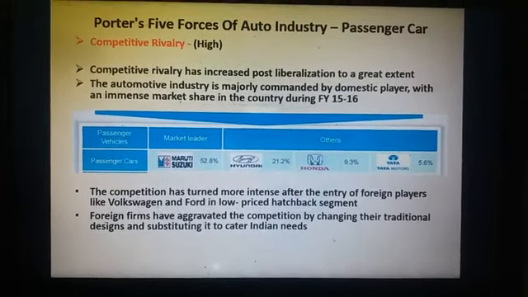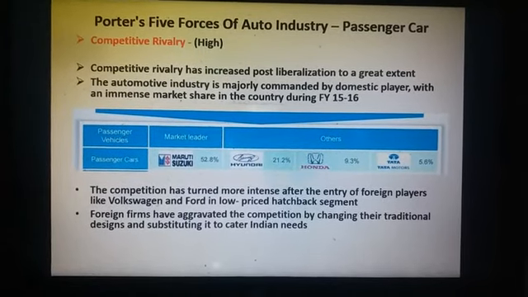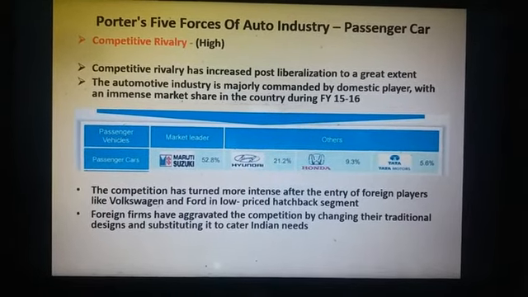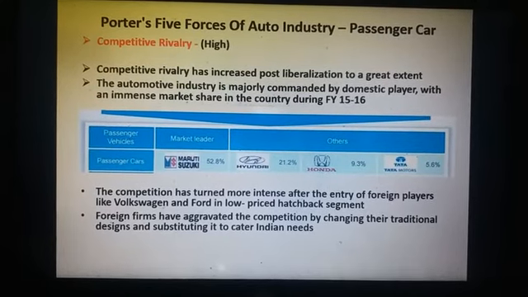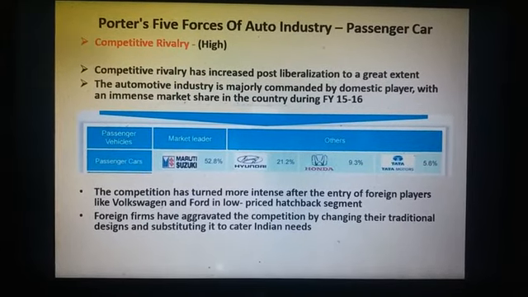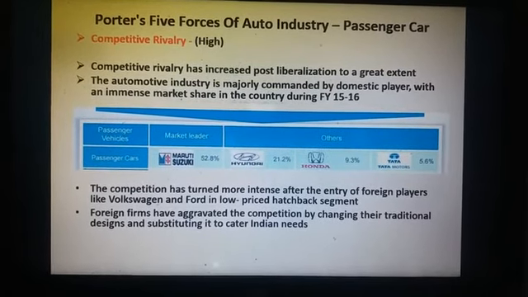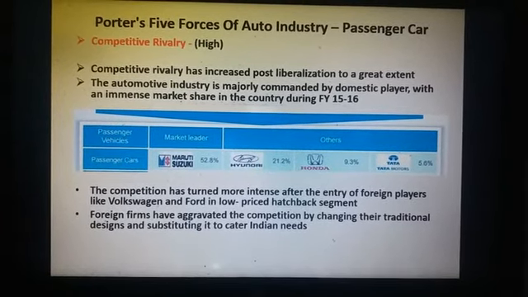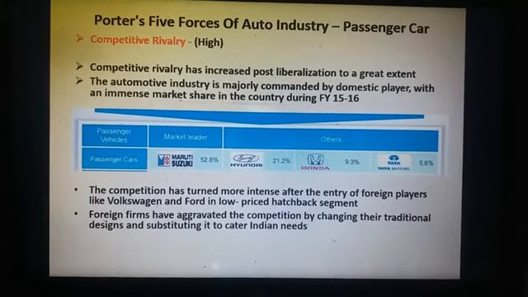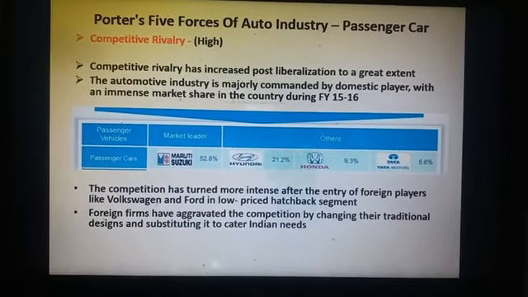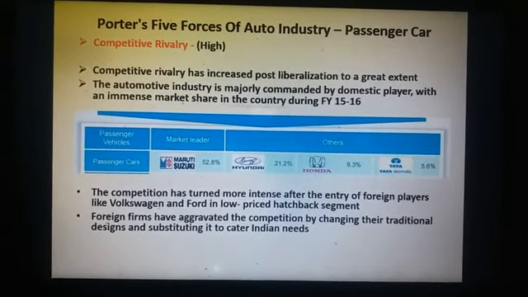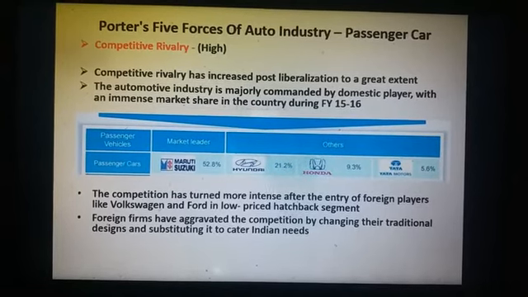The automobile industry is majorly commanded by domestic players with an immense market share in the country. The competition has turned more intense after the entry of foreign players like Volkswagen and Ford in the low-priced hatchback segment. Foreign firms have aggravated the competition by changing their traditional designs and substituting them to cater to Indian needs.